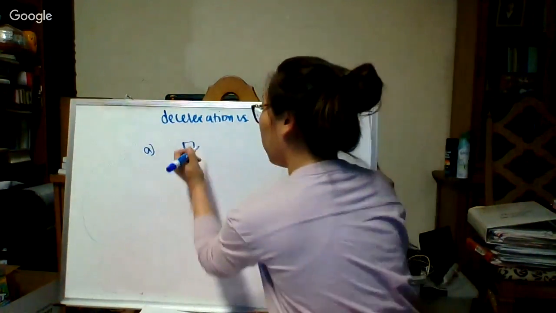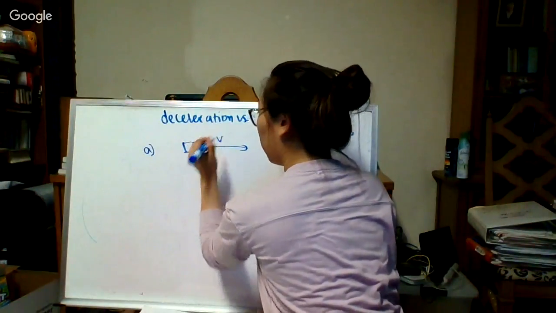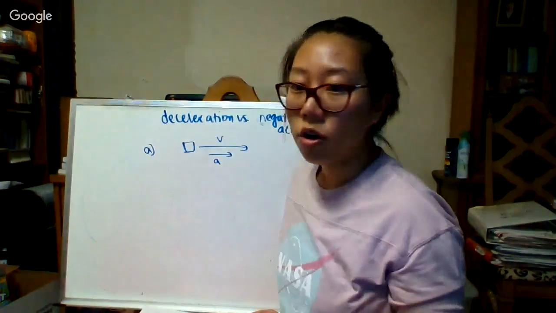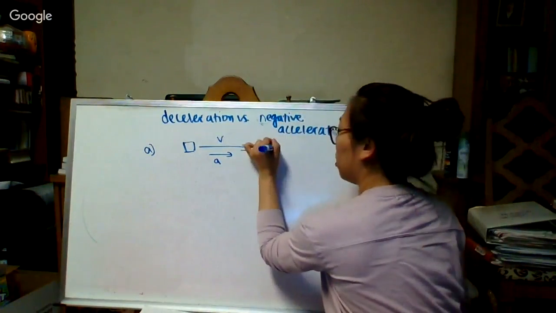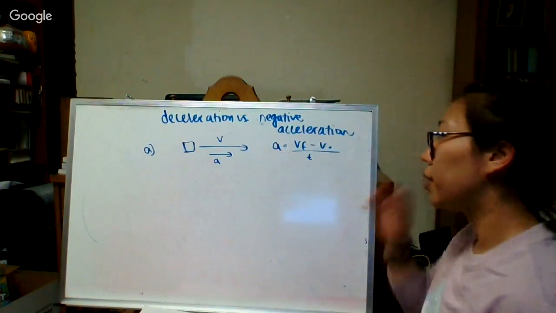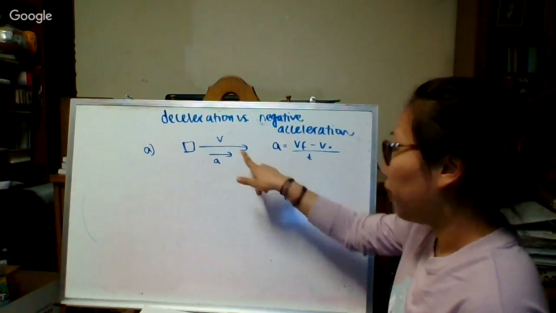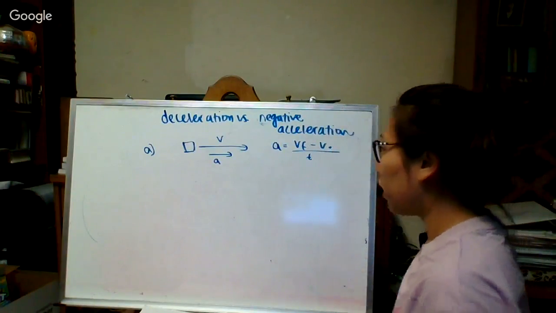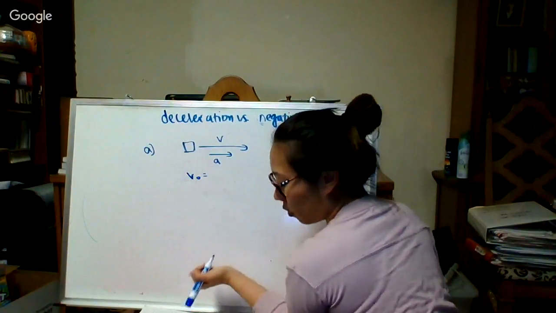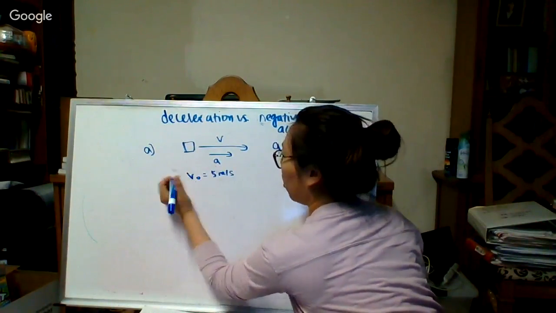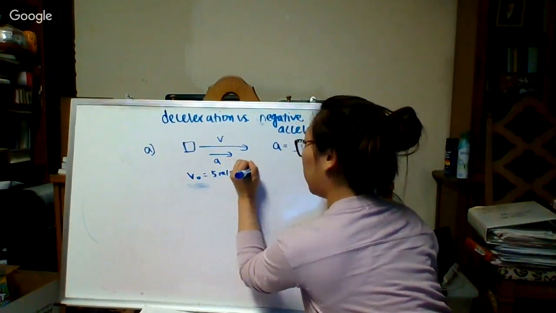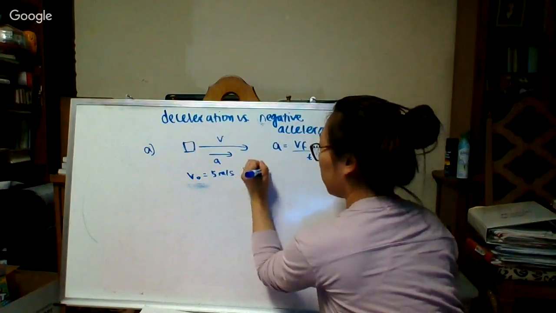All right. So the velocity in here is going this way, right? And the acceleration is going this way. You know that the definition of acceleration is final velocity minus initial velocity over time. The time we're not going to care for now, but if the velocity is going this way, you can assume one possibility could be that the initial velocity is 5 meters per second. Final velocity is what, 10 meters per second?